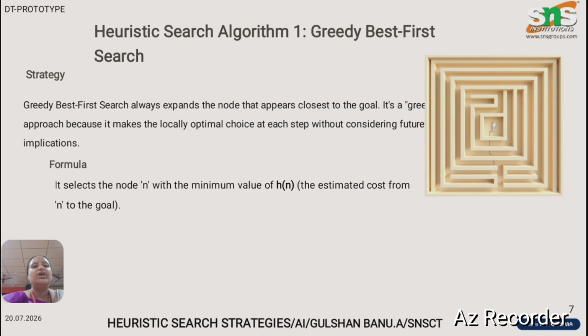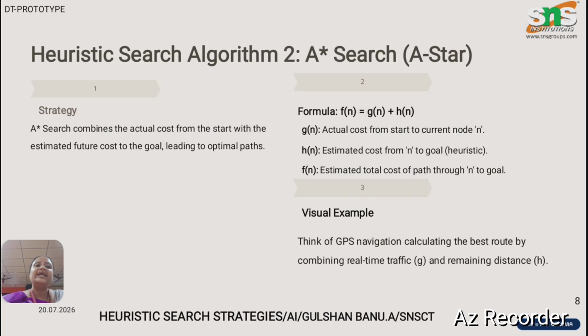Now, the first algorithm that we use in heuristic search is greedy best first search. In greedy best first search, we expand the node to different kinds of values, and we just use the value of h of n. The second algorithm that we will be evaluating is A star search. So now, what is this A star search?